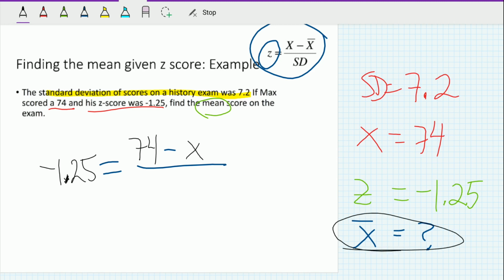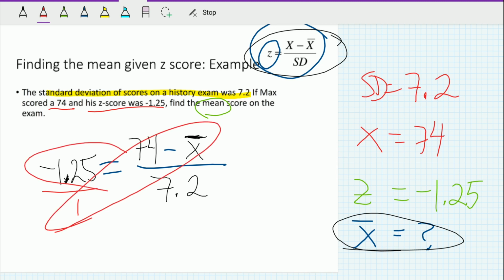You can either leave it as x bar, or just put x there, but it'll get confusing, so just leave it exactly how the equation says. And then standard deviation is 7.2. So there you go. This is the equation we need to solve, and we need to solve for x bar, which is the mean. One quick way, and the way I like to do it, is to convert the left side to a fraction if it isn't already, by putting it over 1, and then cross multiply.